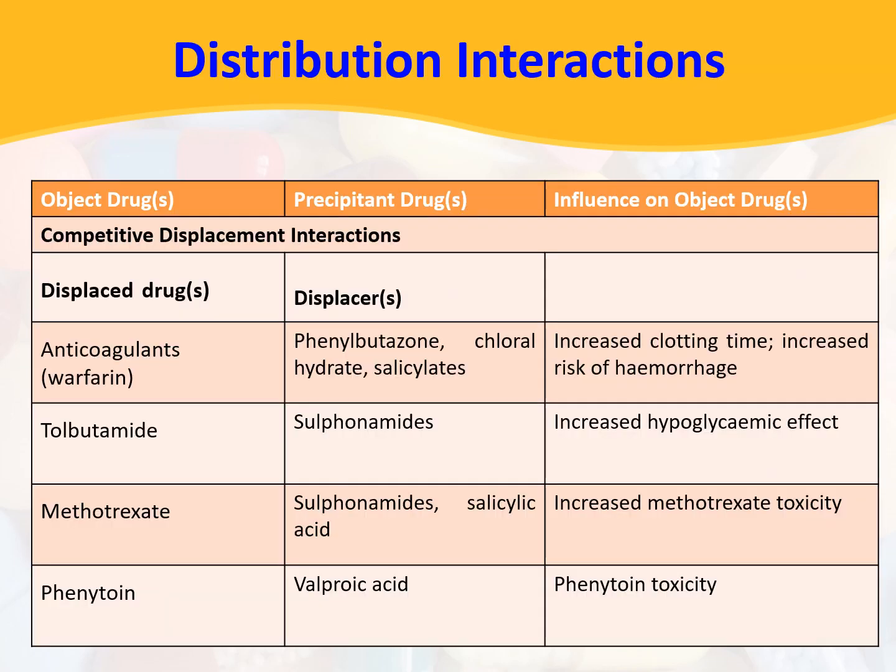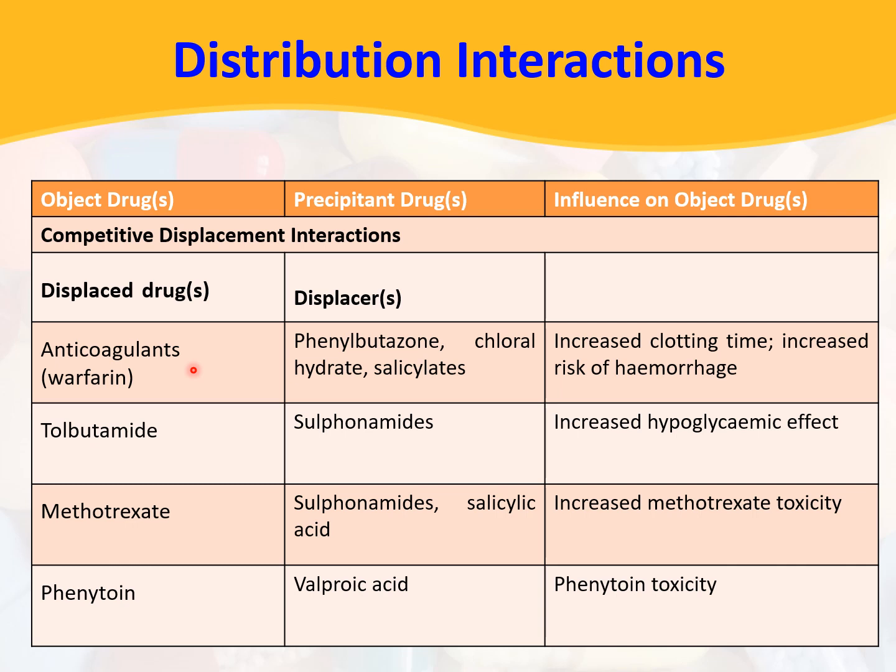The first one is competitive displacement interactions. Here, the important drug interactions in distribution interactions are displacement interactions. Here, one drug is displaced and the other drug acts as a displacer. Let us see the first example. Anticoagulant, this is the displaced drug, and the displacers are phenylbutazone, chloral hydrate and salicylates.